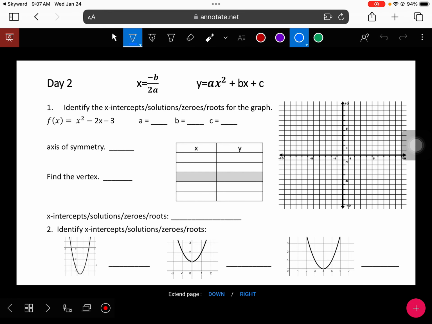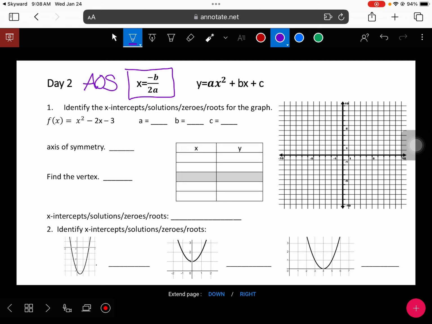So this is day 2 bell work. We've seen this formula, we've talked about it briefly. What is that formula going to give us? It starts with x equals the opposite of b divided by 2a. What is that formula going to do for us? Anybody recall? Look back in your notes. Yes, the axis of symmetry.